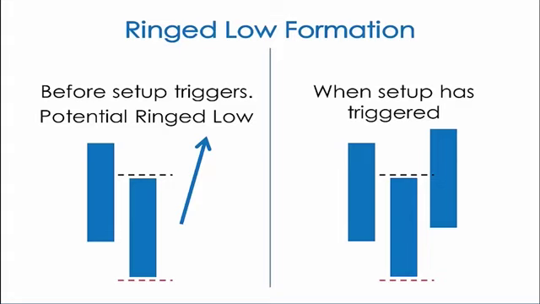There's what we call a potential ringed low and a triggered or a confirmed ringed low. Essentially, we want to be there on a potential ringed low. Because if you get there for the triggered or the confirmed one, you've already missed it. You're too late. So we're looking for a 2-bar pattern, a potential ringed low pattern.